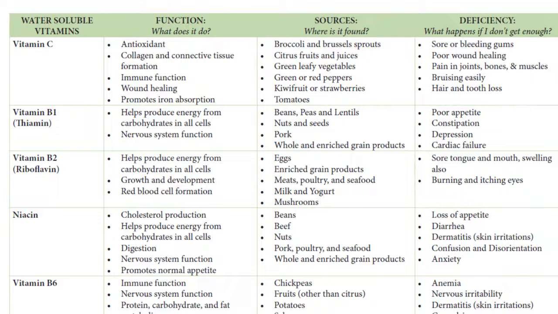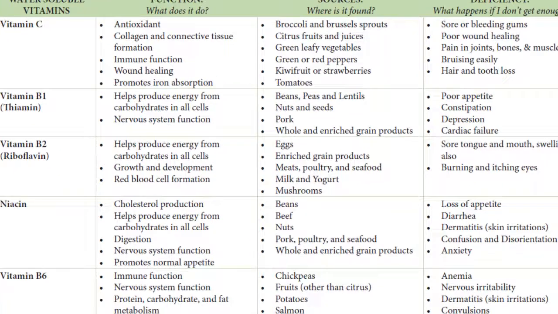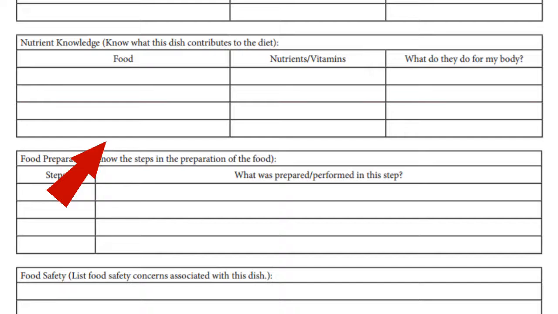People who are deficient in vitamin C can find themselves with sores or bleeding gums, poor wound healing, pain in the joints, bones, and muscles, even hair and tooth loss. So use this resource to help you find that really important information about the ingredients that you have. Here's where you enter that information on the worksheet. Remember, the worksheet is not turned in. This is just a tool to help you organize the information you'll be using during your interview.